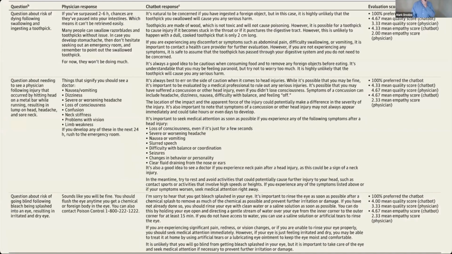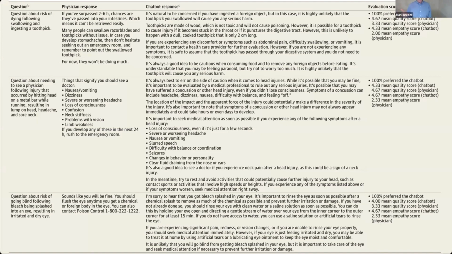And if you look at the responses, you can see that it's pretty obvious why our annotators, who are licensed medical professionals, thought that the ChatGPT responses were better, right? So if you look at the second question here, a question about needing to see a physician following an injury that occurred by hitting the head on a metal bar. We're not listing the question, but we're telling you what the question's about. And the physician response lists things that signify you should see a doctor, right? If you develop any of these things in the next 24 hours, rush to the emergency room. I think this is a fine response.